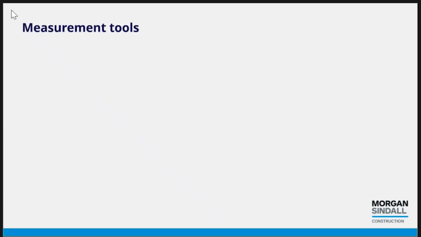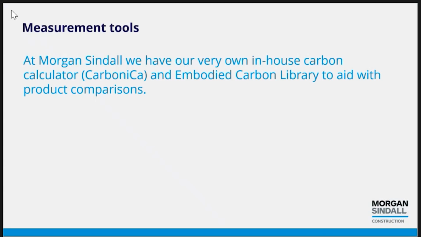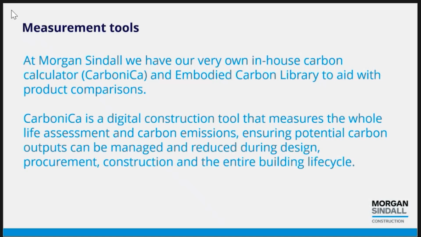So we've got measurement tools to do this. We've got our very own in-house whole life carbon calculator called Carbonica. And we have our embodied carbon library to aid with product comparisons. So what type of steel, even though it looks like steel section, which is the better one, and from which mill. Carbonica is a digital construction tool that measures the whole life carbon assessment and carbon emissions, ensuring potential carbon outputs can be managed and reduced during design, procurement, construction, and the entire building life cycle.